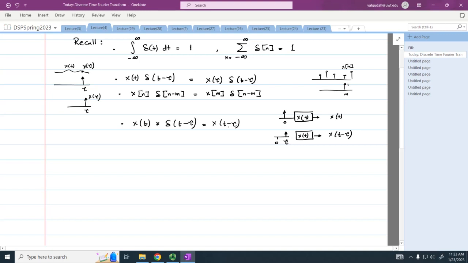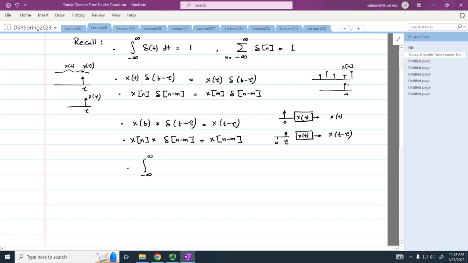Okay. Similarly, if I take x of n convolved with delta of n minus m, what is this going to equal to? X of n minus m. Following the same logic. Again, this means convolution. I should have said that. Hopefully everybody understood. Okay. Another formula that you're going to need.